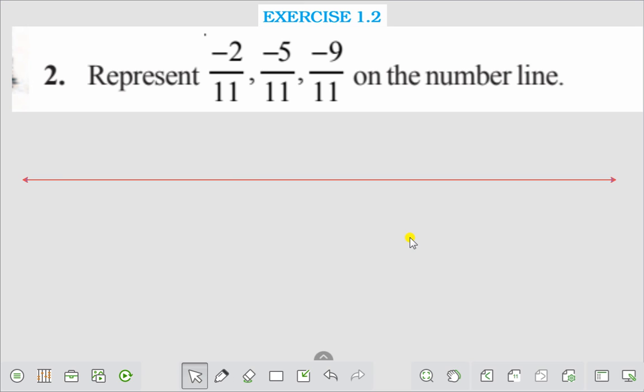Hello everyone. Today we shall discuss exercise 1.2 question number 2. Represent minus 2 by 11, minus 5 by 11, minus 10 by 11 on the number line.